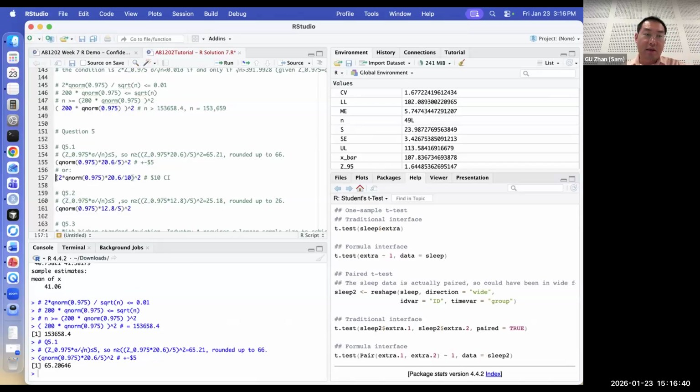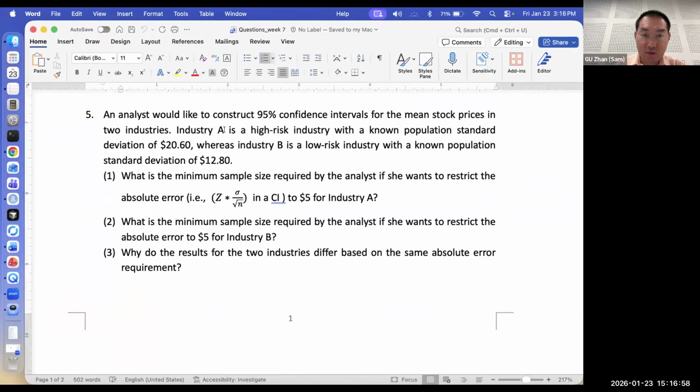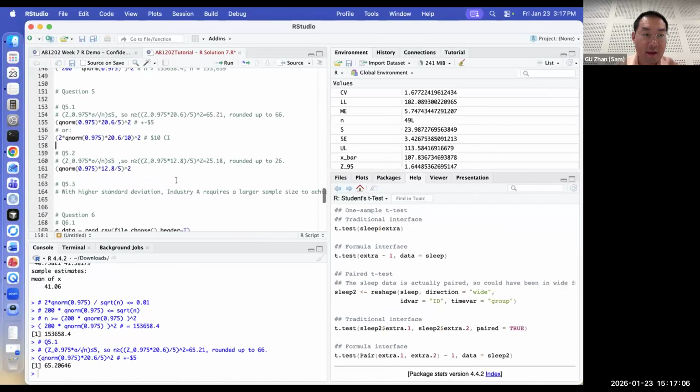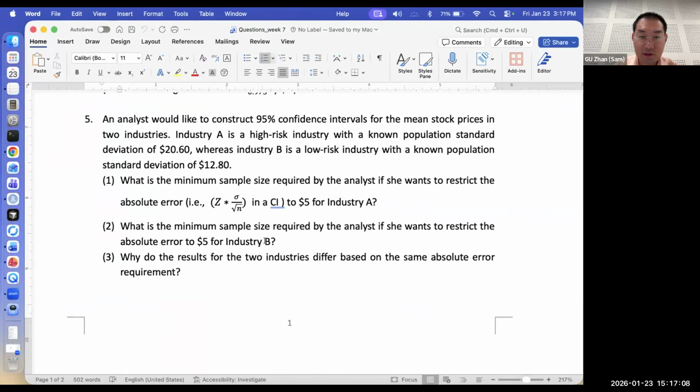Okay. Then if you are calculating, the absolute error is $5, so the total range is 10. So that's 2 times the margin of error. Then I'll put all the sigma into it. 20.6 is the sigma there. 20.6 is the industry A's standard deviation. Okay, good. Then 5.2, what is the minimum sample required?